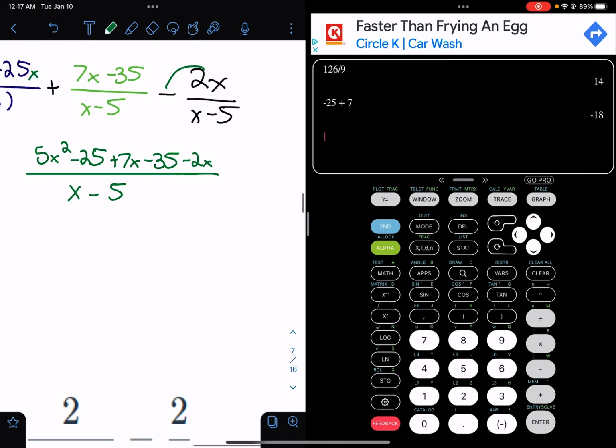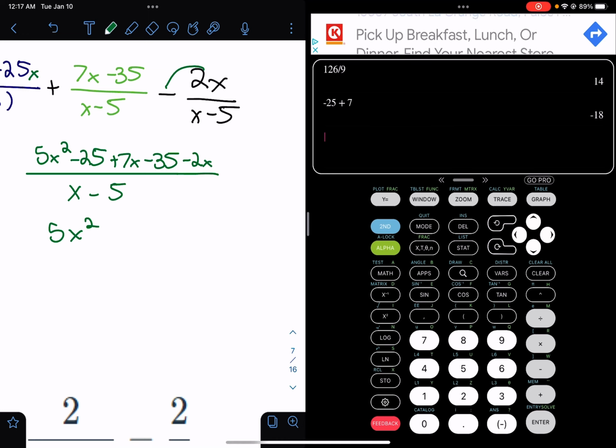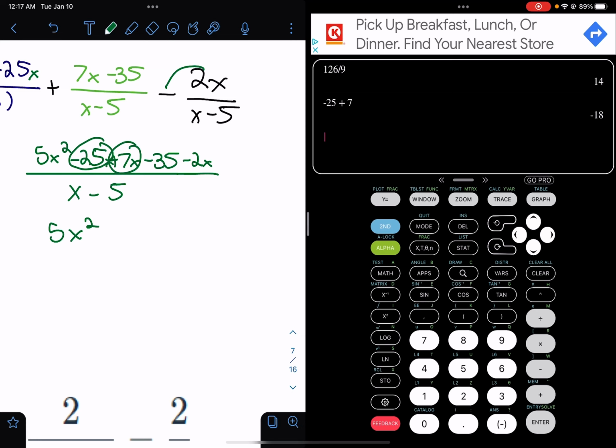So we get our 5x squared. And then we've got a minus 25x plus 7. And then we've got, so this guy and this guy, they're all like terms.